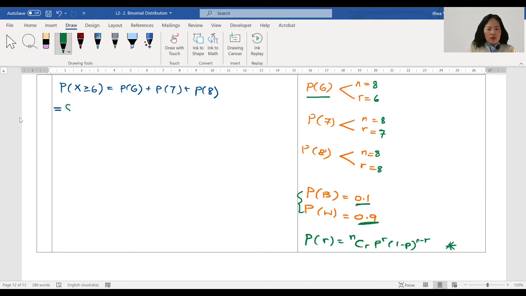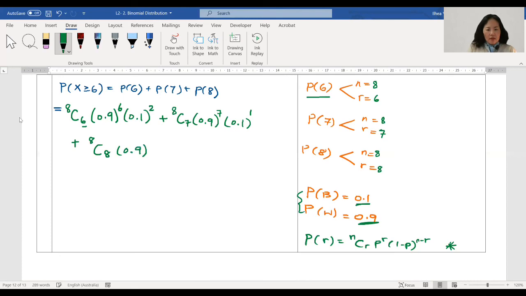Concentration here. 8 choose 6, 0.9^6, 0.1^2, plus 8 choose 7, 0.9^7, 0.1^1. The last one, 8 choose 8, 0.9 to the power of 8, 0.1 to the power of 0, because 8 take away 8 is 0. Okay, so one at a time. If you put all that in your calculator, you should have 0.962 to 3 decimal places.